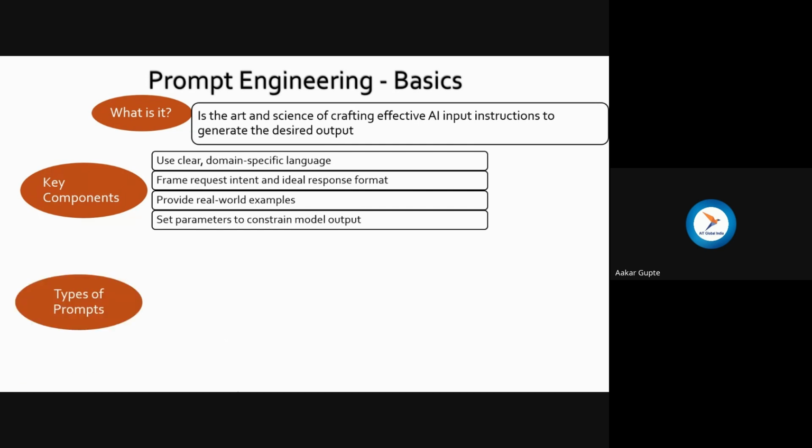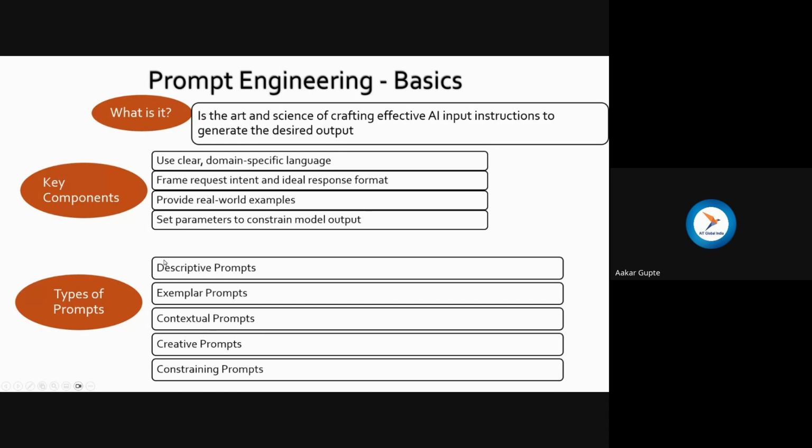The next is types of prompts. We have been writing multiple prompts so far, so what are the different types of prompts we have? First, descriptive prompts. When it comes to descriptive prompts, we need to ensure that our prompt is descriptive and it helps to generate, for example, test data for a login form including this and that information. All those things come under a descriptive prompt.